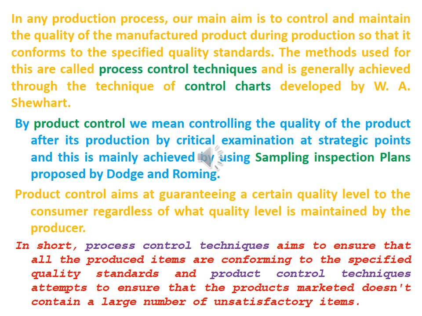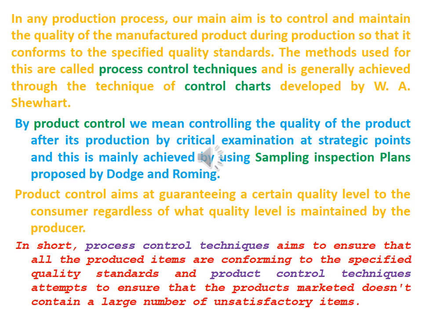In any production process, our main aim is to control and maintain the quality of the manufactured product during production so that it conforms to the specified quality standards. The methods used for this are called process control techniques and is generally achieved through the technique of control charts developed by W. Shewhart.